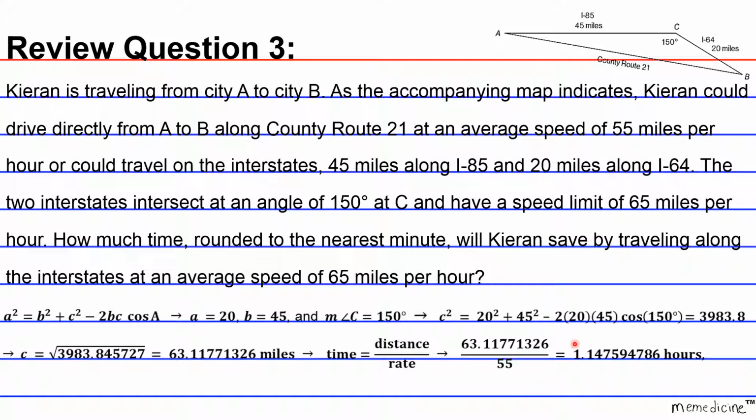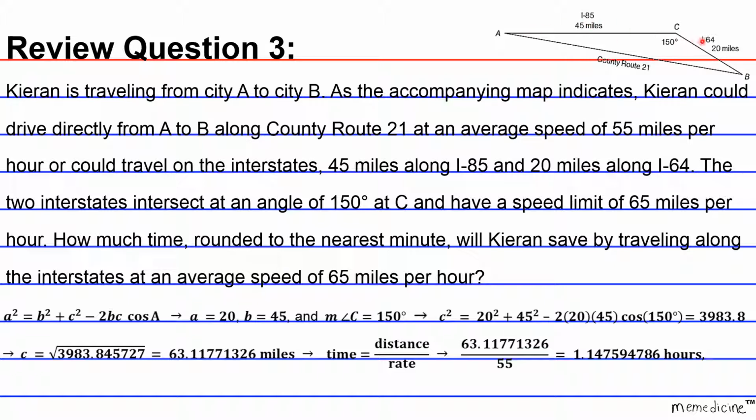If you're a real genius, go ahead and do this in your head. I'm not this astute with numbers, so I just put it in my calculator, and you're going to get 1.1475947 blah, blah, blah. Okay, hours. I didn't include the units here, but you can if you want. So that's just for traveling along this route directly from A to B.